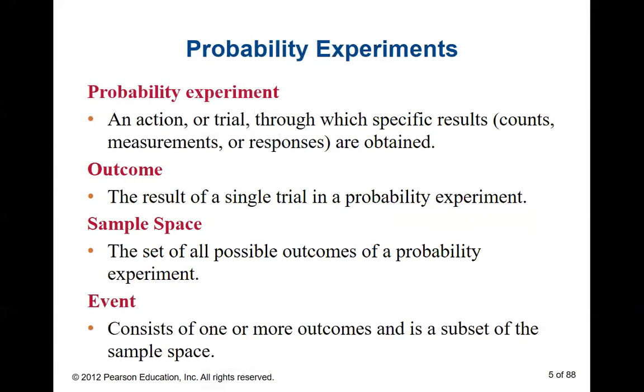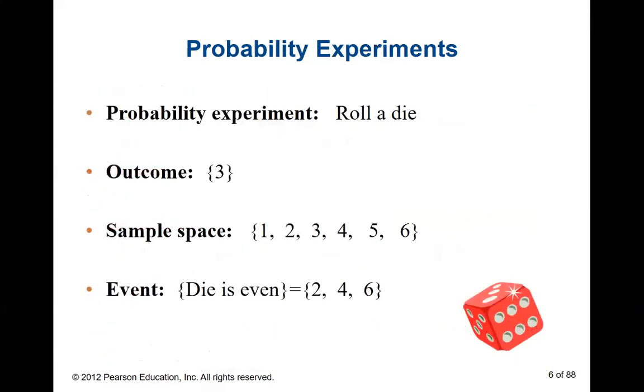And the last one was, sometimes you may be asked to find the probability of an event occurring, and an event can consist of one or more outcomes. The example they gave us, which you see on the next slide, is that an event might be when I roll a die, the die is even, because there's more than one side on the die that would have an even number.